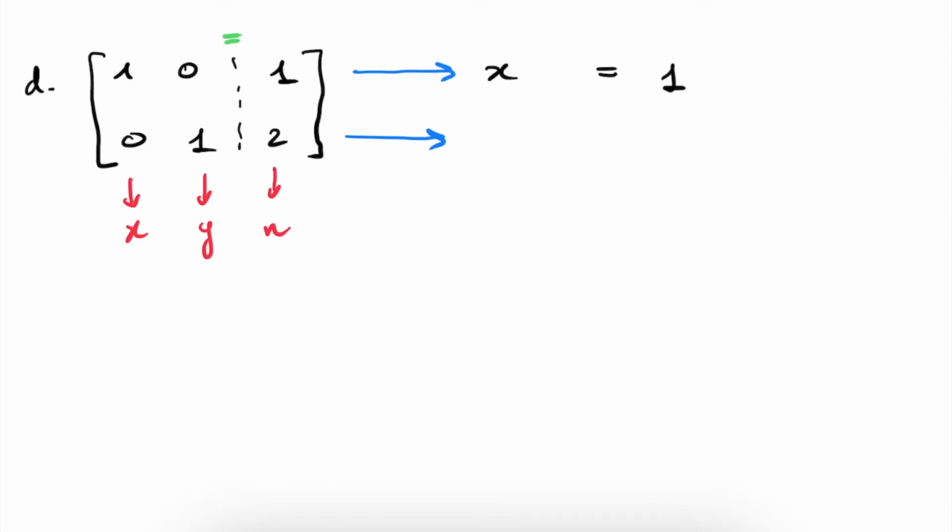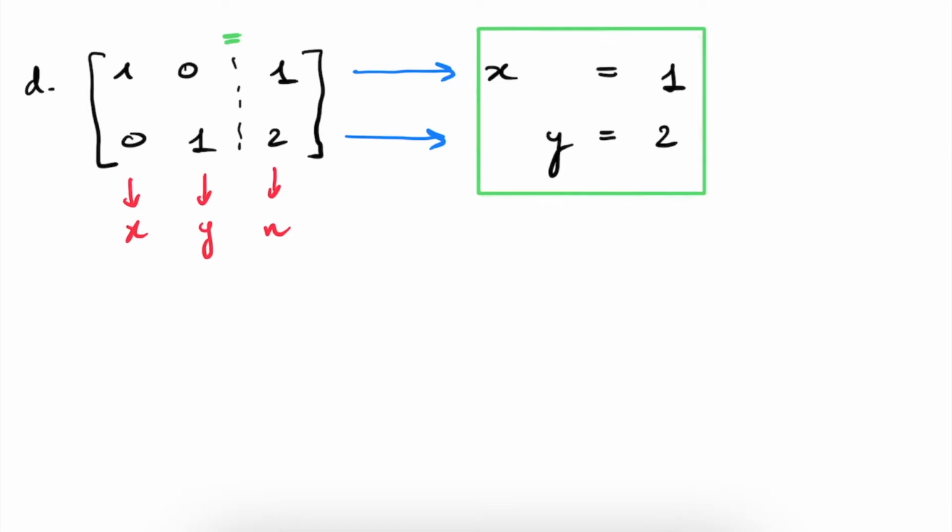For the second equation, we have 0 for the x component, so that would be 0. We have the coefficient for the y being equal to 1, so we have y. Then we have the equality sign, and then we have 2 for the element without an x or y. So this simply would be 2. And this is our final result. We have x is equal to 1 and y is equal to 2. And we simply got this by going through very systematic steps.